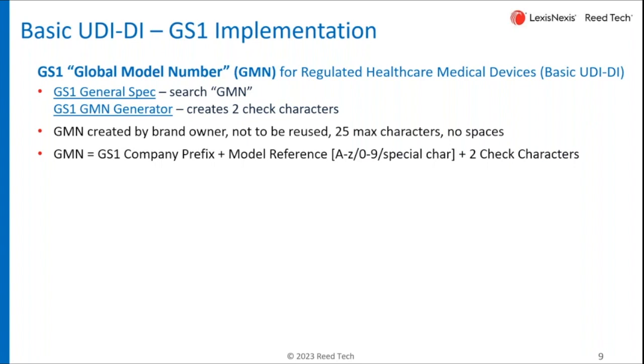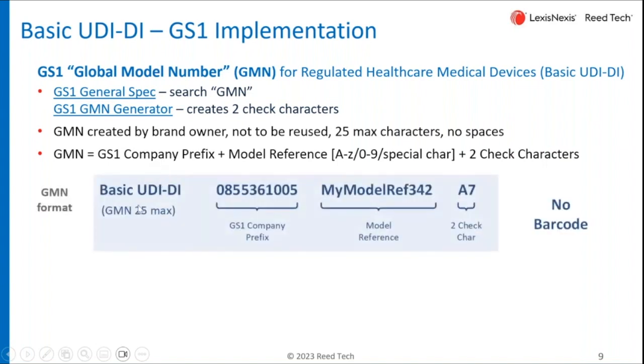Interesting, GS1 creates 2 check characters. There is a requirement to have at least 1, but they create 2. Not too uncommon. HIBC also has 2 check characters. And there are some other special scenarios where you can read about the actual construction. It actually has 3 different components in a GMN. So the first component you're familiar with being your GS1 company prefix.